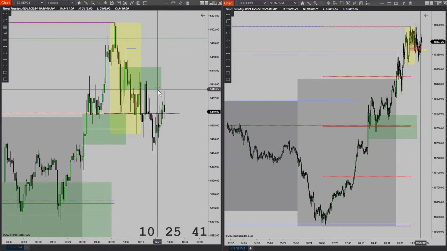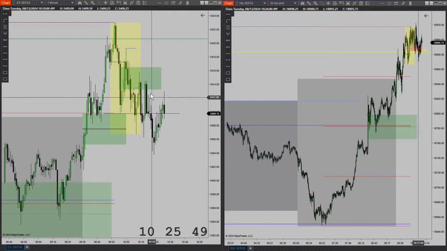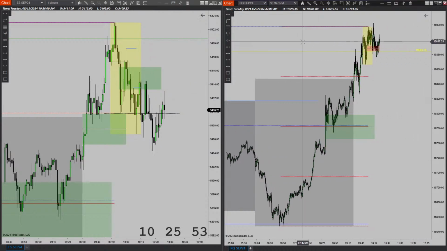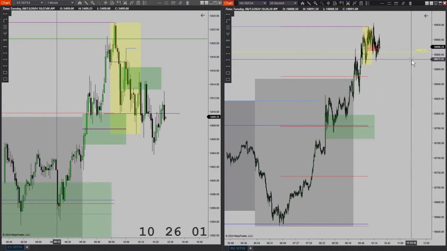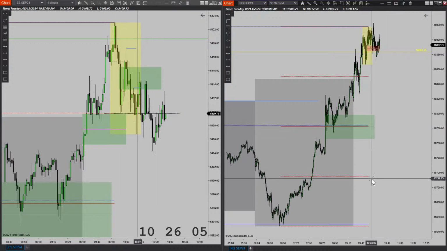This right here is not really good for me. I entered here. I probably should have covered down here or waited to cover down here, but obviously that didn't happen. So yeah, that's it for today. I don't expect to trade. Maybe I will trade during the 11 o'clock macro, but I will need to see displacement lower.